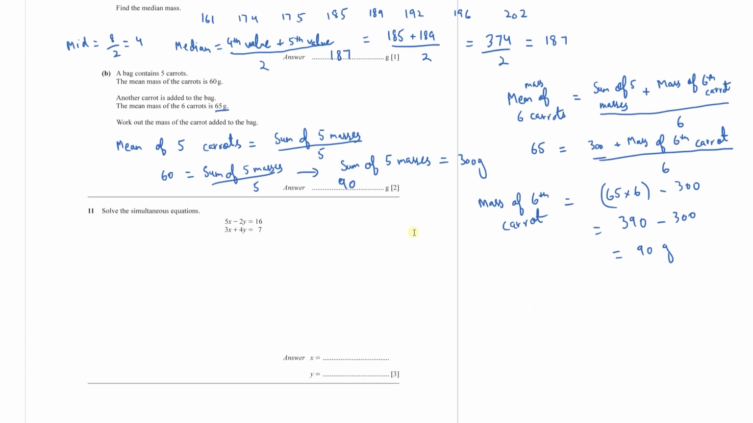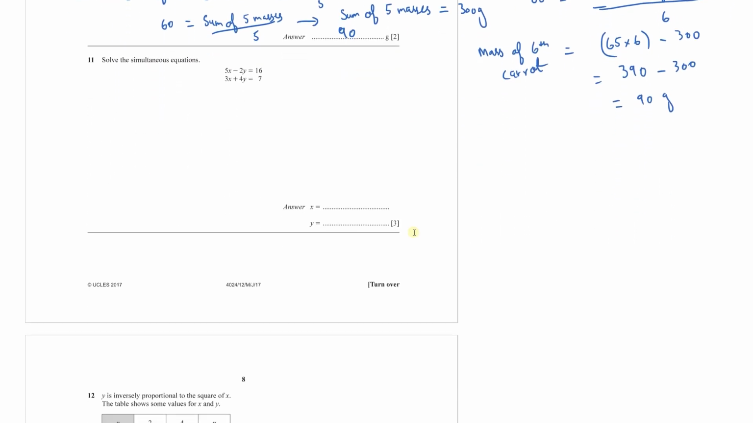So let's move on to question number 11. We have two equations, 5x minus 2y equals 16 and 3x plus 4y equals 7. You have to solve them. So I can use the elimination method here. If this is my equation 1, this is equation 2.